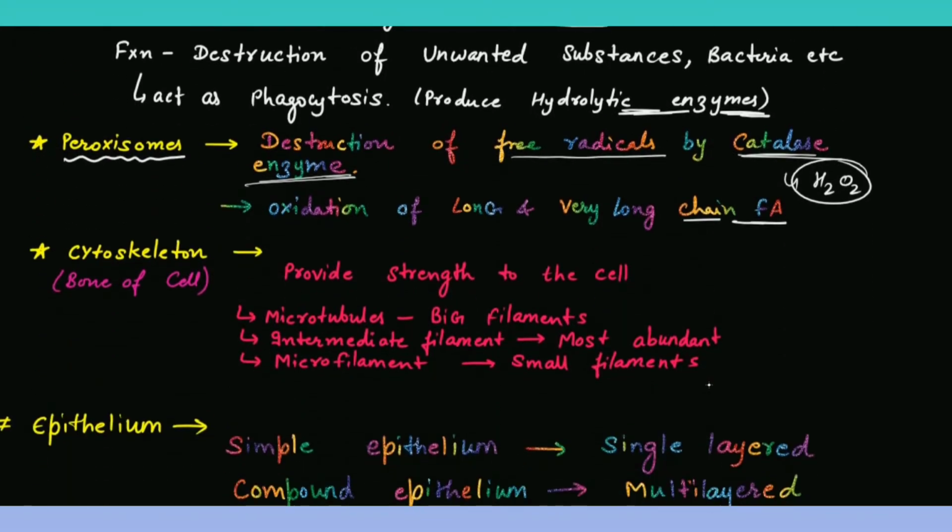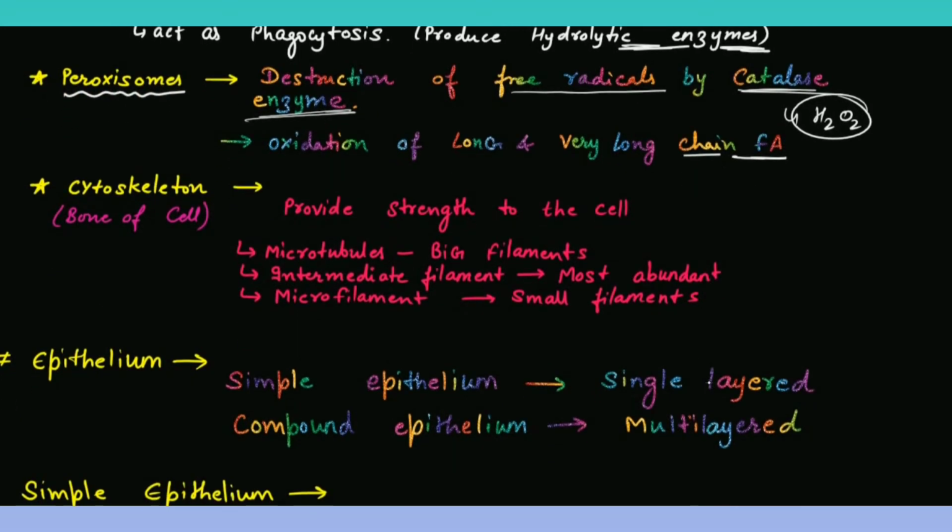Next is the cytoskeleton. The cytoskeleton acts as the bone of the cell. It provides strength to the cell. So who gives the strength, the bahubali, to the cell? That is the cytoskeleton.